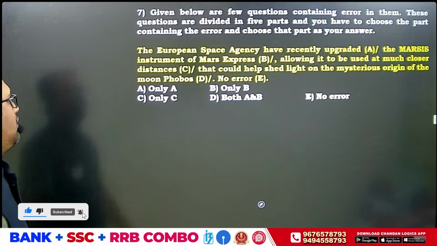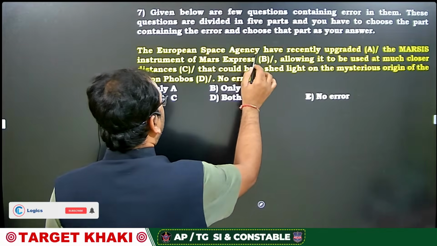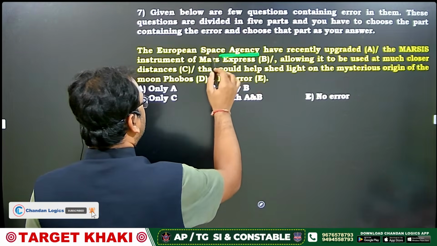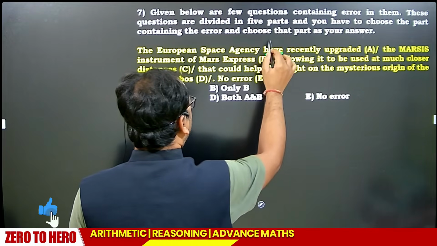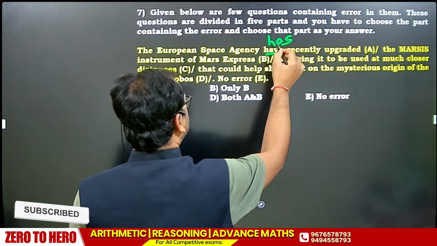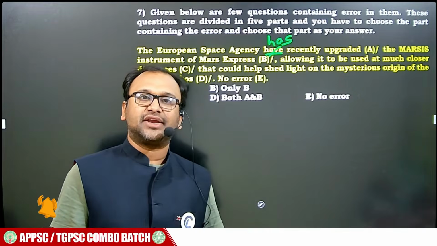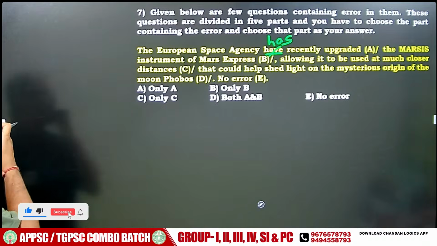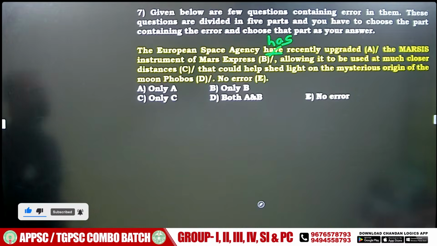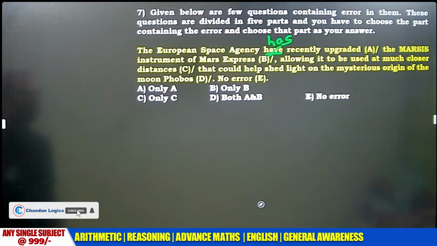First of all, how simple the question is. You are talking about the European Space Agency. So naturally agency is singular. Why do you want to use have? Better you use has. The European Space Agency. Agency is singular, so we use the singular verb has. Now you understand the sentence a little. The European Space Agency has recently upgraded the Mars's instrument of Mars Express.